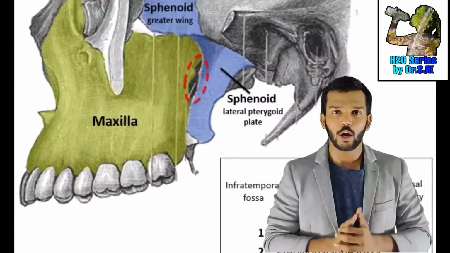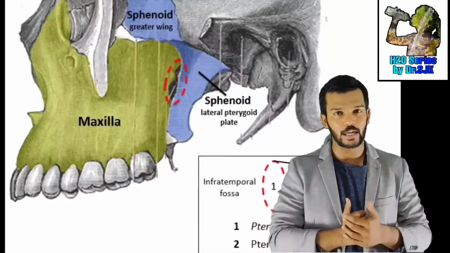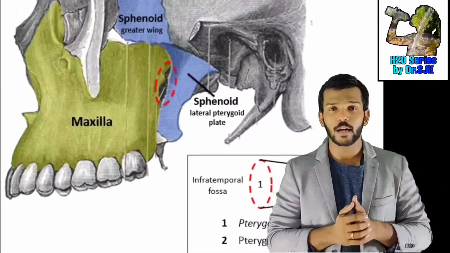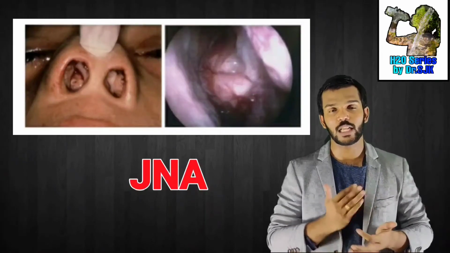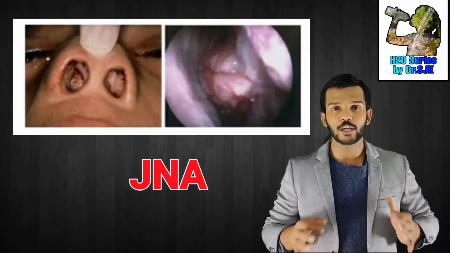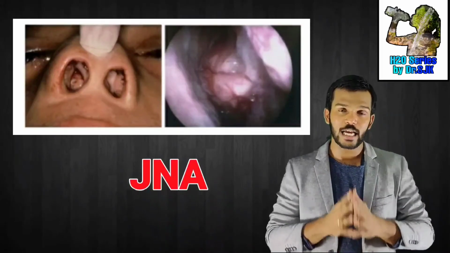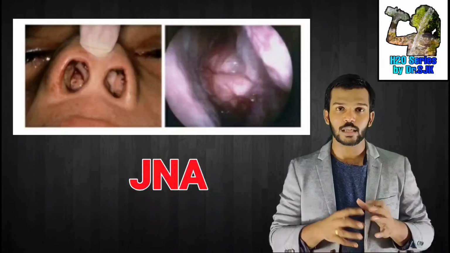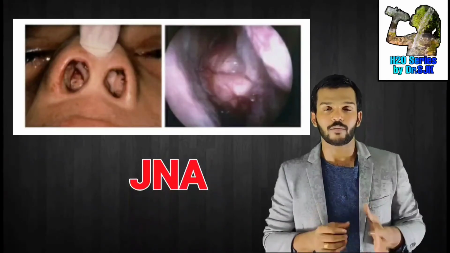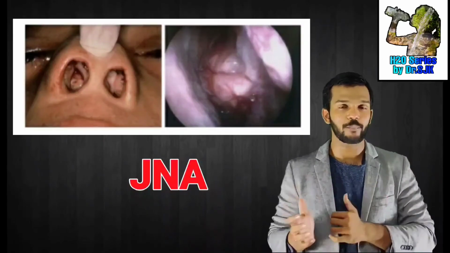Okay, as I already said, the importance of the sphenopalatine foramen is found at the lateral wall of the nasal cavity. The sphenopalatine foramen is the most common site of origin of juvenile nasopharyngeal angiofibroma. It is a peculiar tumor found in adolescent males because, under the influence of testosterone hormone, some of the tissues or cells will proliferate and form the angiofibroma.